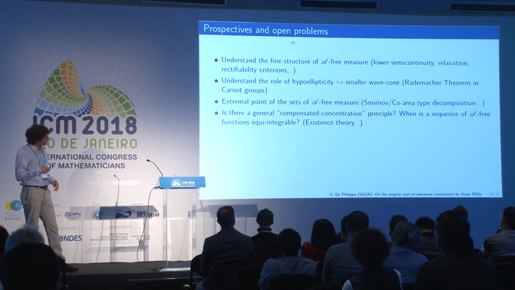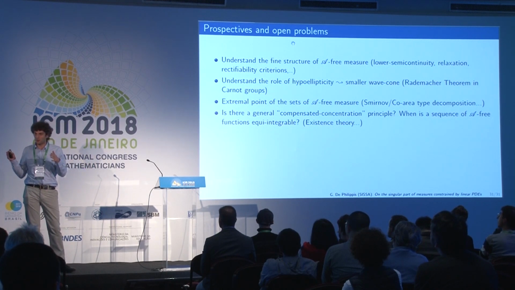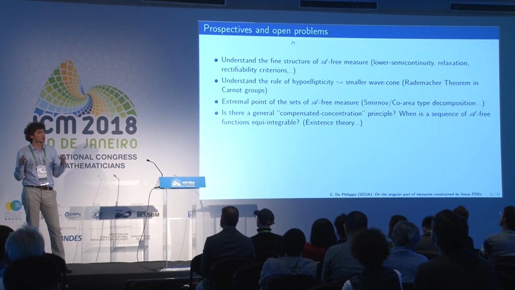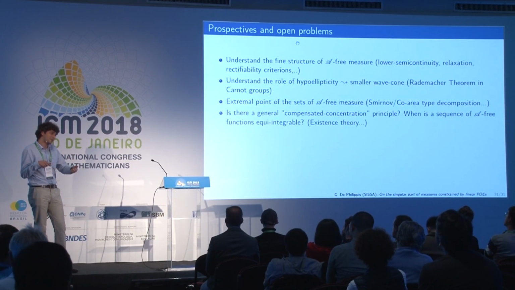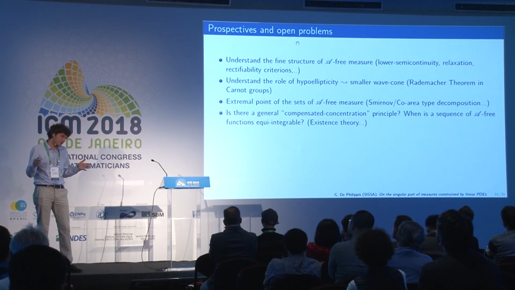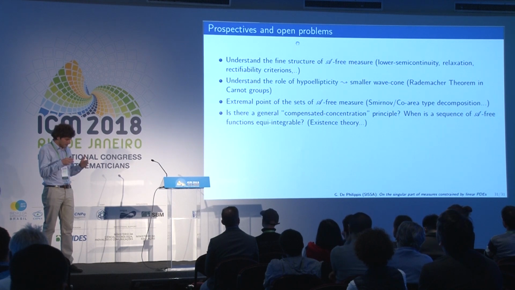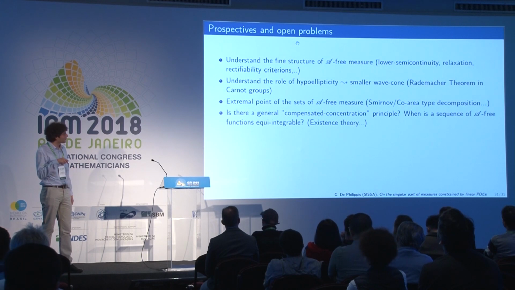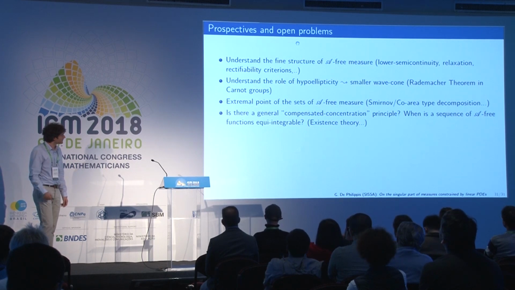The second question is, I was explaining that ellipticity plays a key role in all this theory, but when you deal with constant coefficient operators, a more refined notion is the notion of hypoellipticity. So it would be interesting to understand if one can give a definition of wave cone which is smaller, and get some more refined results in this sense, and also for varying coefficients, which can have some application to Rademacher's theorem in Carnot groups.